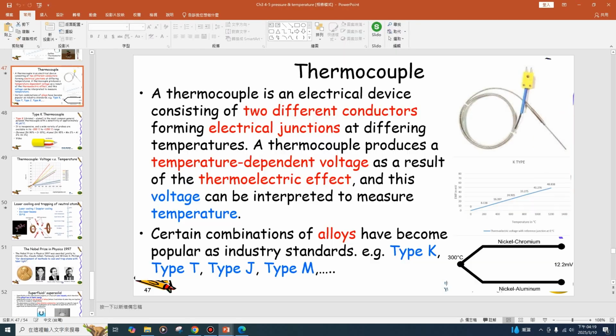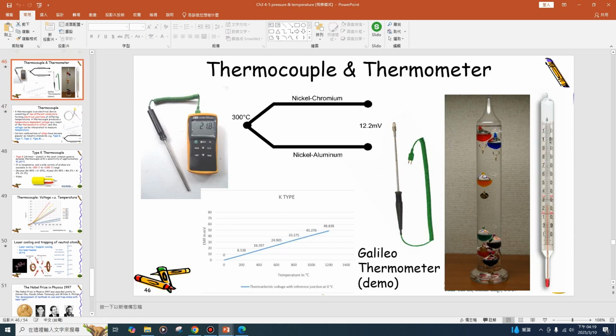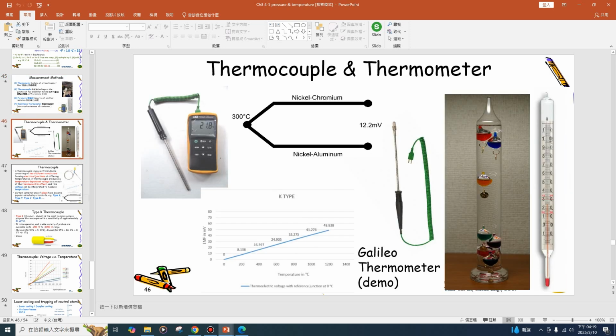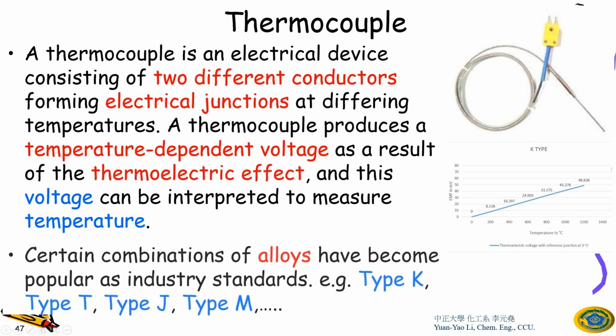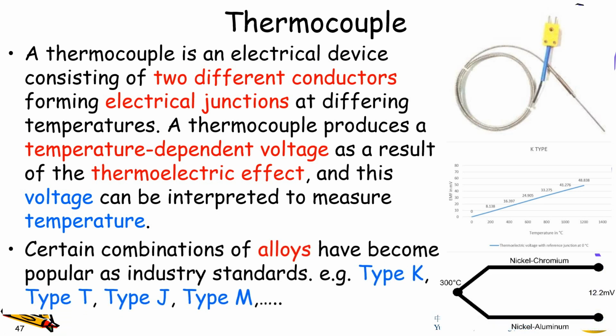I still have some of the information for you, and I hope you still remember. This is called a thermocouple, right? The thermocouple is an electrical device consisting of two different conductors forming electrical junctions. So this is the tip. There are two wires, and the two wires get together and produce different voltage because of different temperature. That's why we say the thermocouple produces a temperature-dependent voltage as a result of the thermoelectrical effect. And then this voltage can be interpreted to measure the temperature. That's why I need you to tell me this in your midterm exam, and let me know you understand the meaning of the thermocouple.